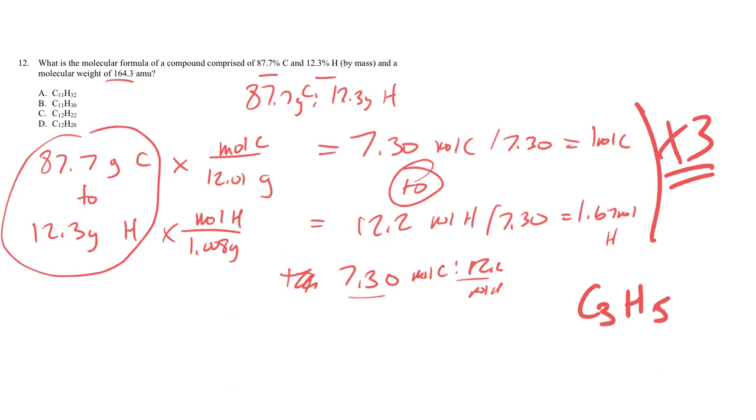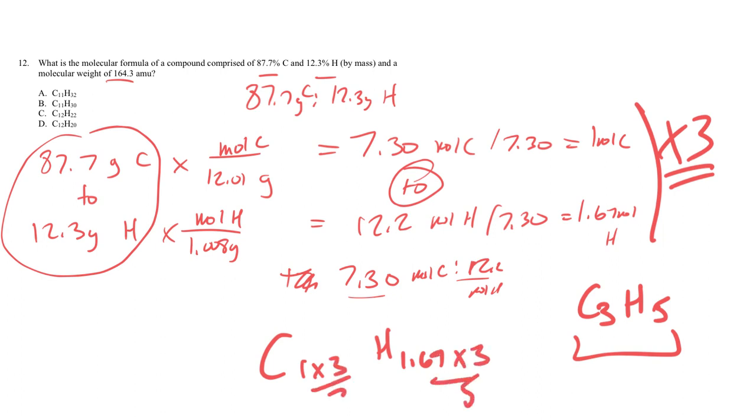So I'm going to have C3H, 1.67 times 3. That's 5. C3H5. So just do C1H 1.67, each of these times 3, and you get to a whole number. And so then the empirical formula weight of C3H5 is 12.01 times 3 plus 5 times 1.008. That's 41.07.